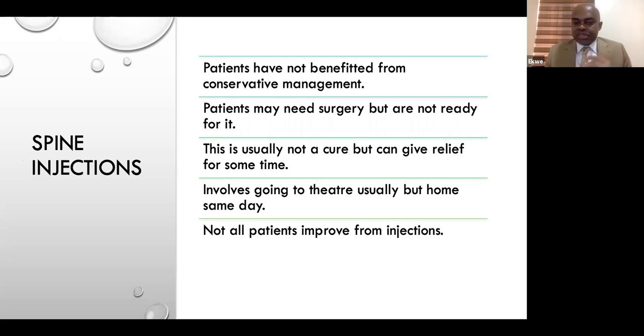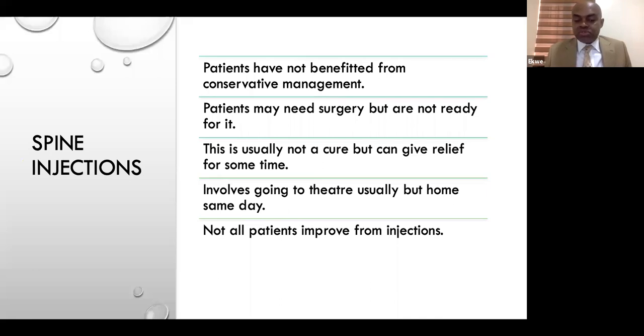Now, not everybody benefits from injections. So if you select your patients properly, the patients might probably get more benefit from it. You may also give injections when patients are waiting for surgery. Either they're trying to gather money, or they're trying to make up their minds, or they're trying to ready themselves, or they're trying to tidy their work schedule so that they can have the time to be able to go for surgery. So injections are like midway between surgery and conservative management.